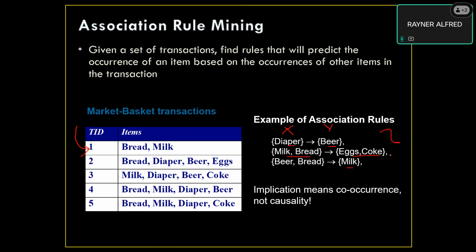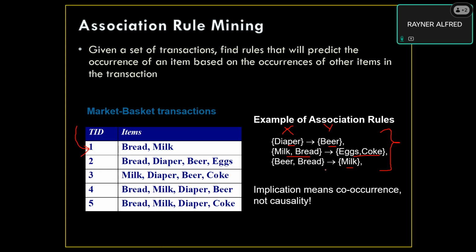This is important because this is how they determine the bundle promotion. They bundle things that are not popular so that they can sell that product, or they can use this to rearrange the supermarket. So diaper and beer are placed near to each other, like milk and bread will be near to eggs and Coke. It's easier for the customer to buy the product.